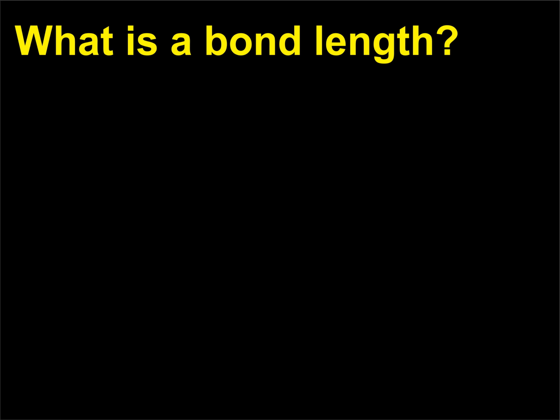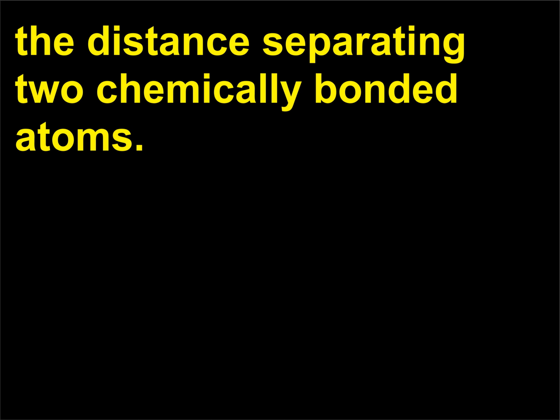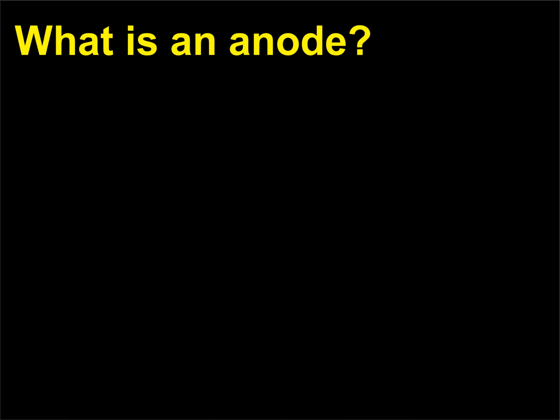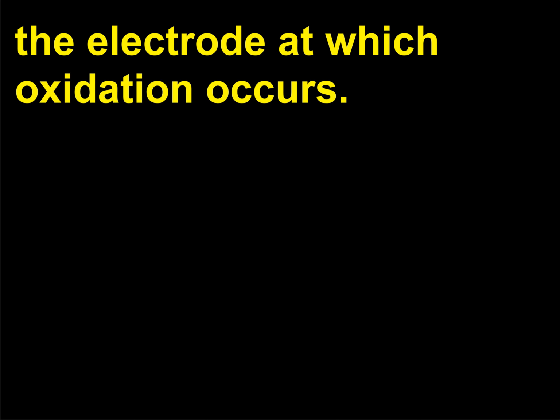What is a bond length? The distance separating two chemically bonded atoms. What is an anode? The electrode at which oxidation occurs.